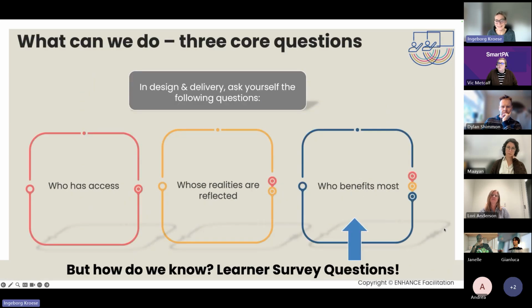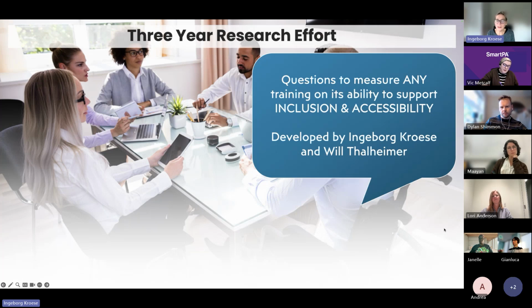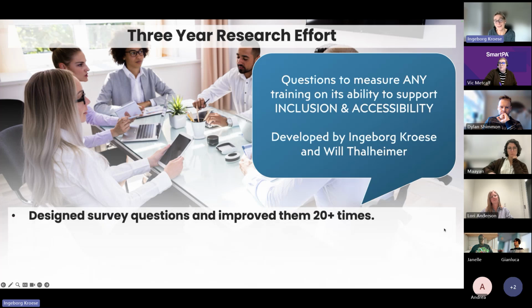The third bucket: who benefits most? Now, how can we know this? This is where learner survey questions can really help. Will Thalheimer and I, and Will is kind of a guru on learner survey questions, designed survey questions that can help us ask our learners about the level of inclusiveness of our programs. We designed the questions and improved them 20-plus times.